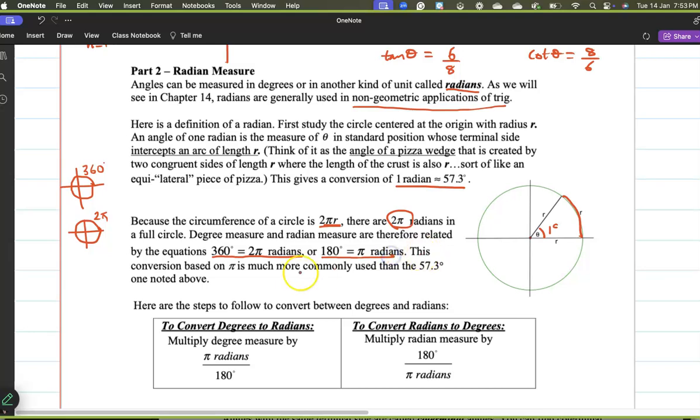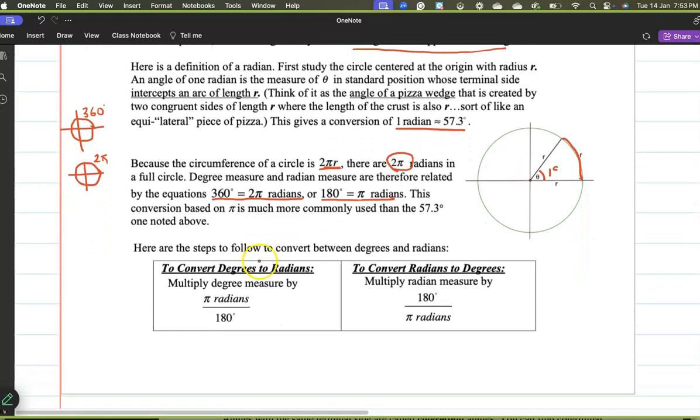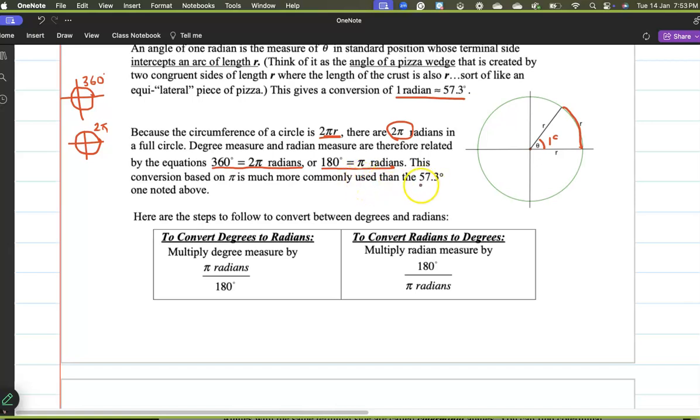And how would you write radians? You don't need a letter. You have to leave it in terms of pi only. You never put 57.3. So pi is much more commonly used than 57.3 degrees.